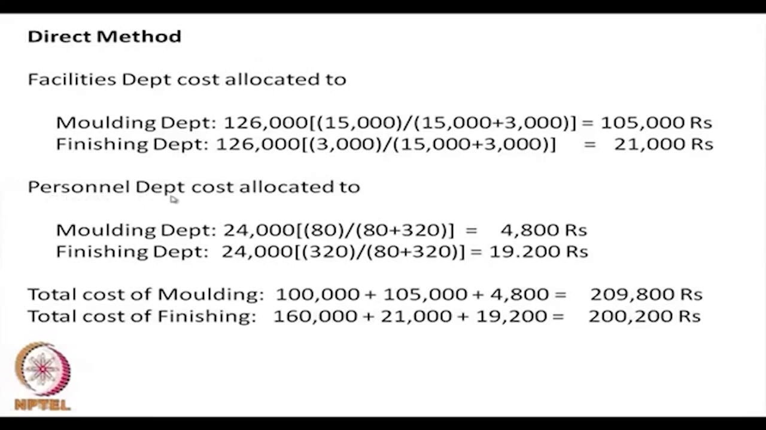Now, the personnel department cost is 24,000 and this has to be allocated to the molding and finishing departments, and the pertinent cost driver is the number of employees working in molding and finishing. In molding there are 80 employees, in finishing there are 320, therefore the personnel department is serving 400 employees, but only 80 are in molding. Therefore this ratio is 80 divided by 400, multiplied by the personnel department's direct cost of 24,000, and that gives a value of 4,800 rupees for molding. And for the finishing department, likewise, this is 24,000 multiplied by 320 divided by 400.